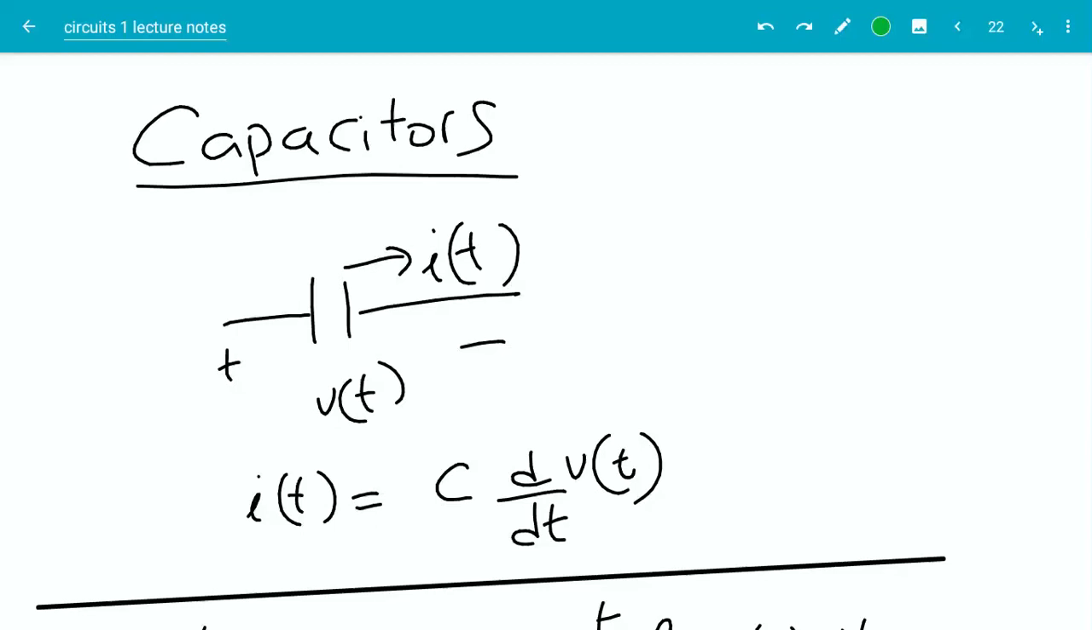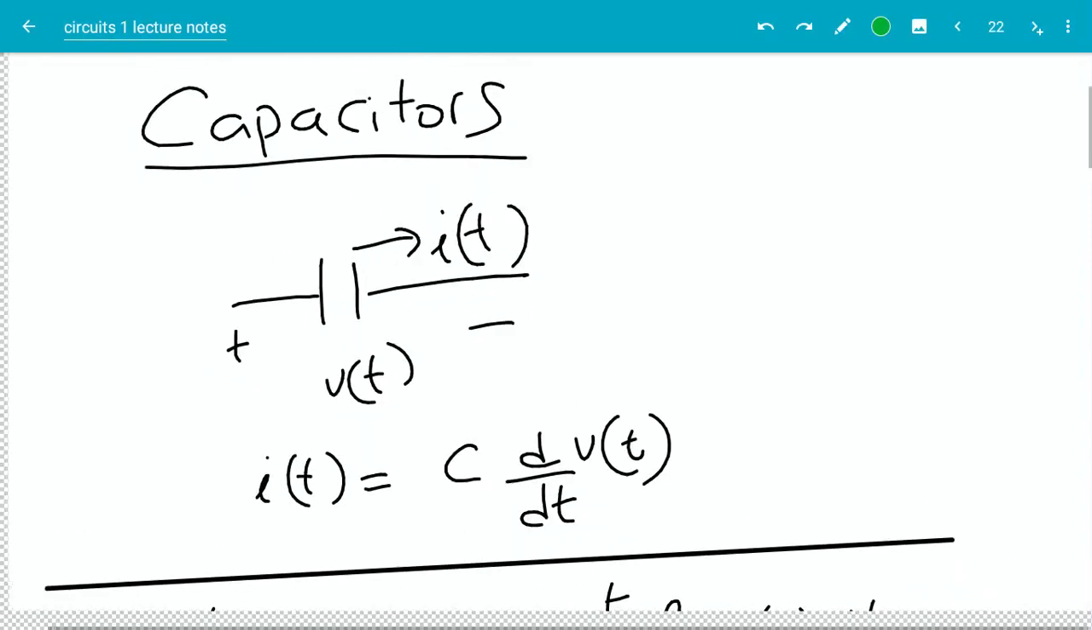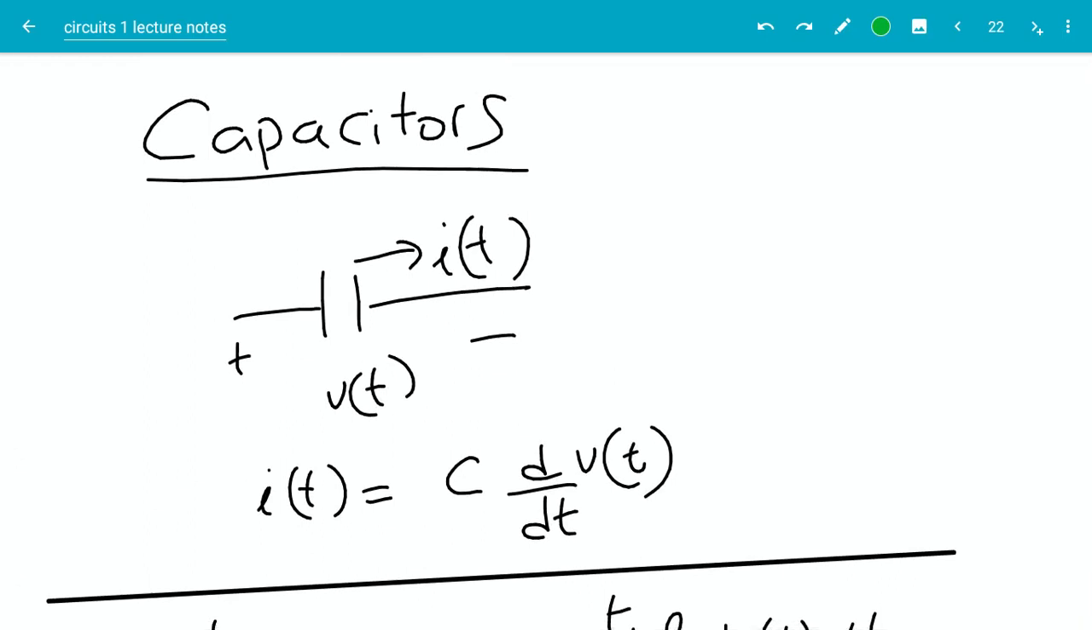Hello everybody. In this video we're going to introduce capacitors. As usual, for any component we need for analysis in a circuit, all we need to know is the relationship between the voltage across the component and the current going through the component. As long as we know this relationship, we can use it to analyze circuits with this component in it.